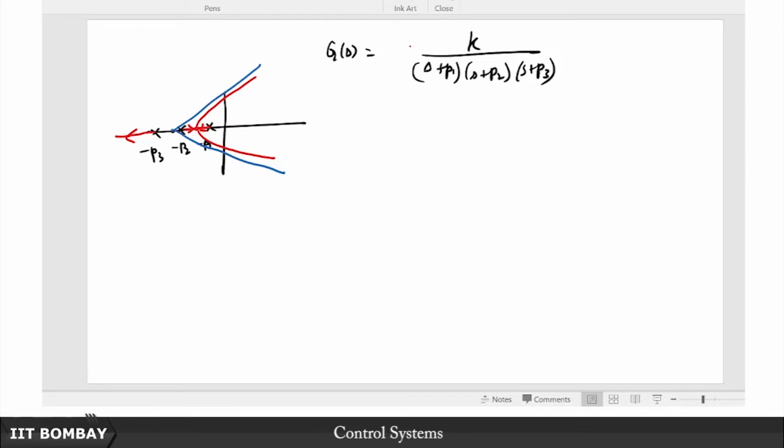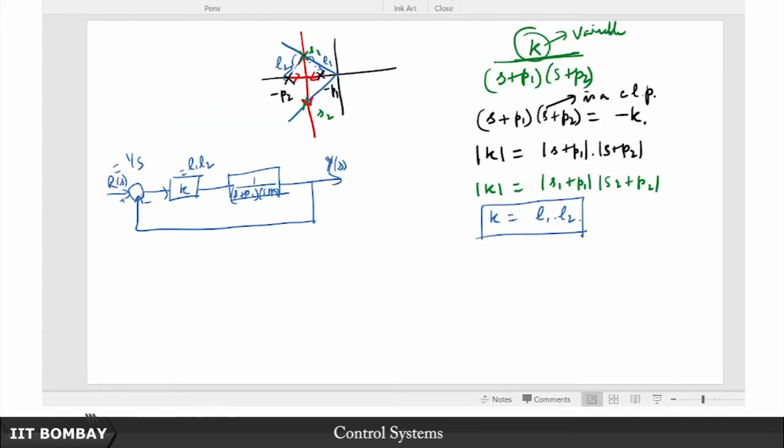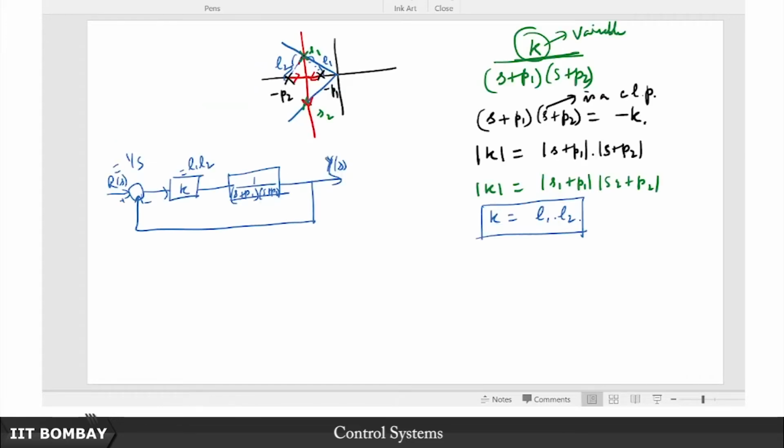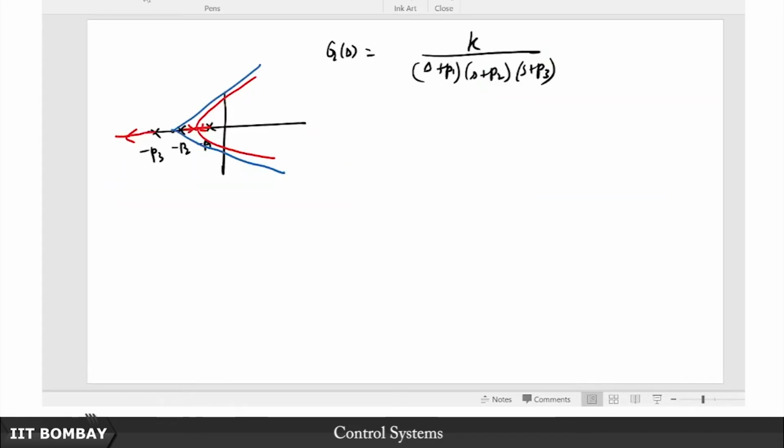Why am I saying that? It will be clear in a while. So now suppose, by the same token as in the previous case, someone specifies that we require a certain zeta, specified by of course the percentage overshoot that your system can tolerate or that is desirable, right? So you draw this constant zeta loci. Okay, blue.